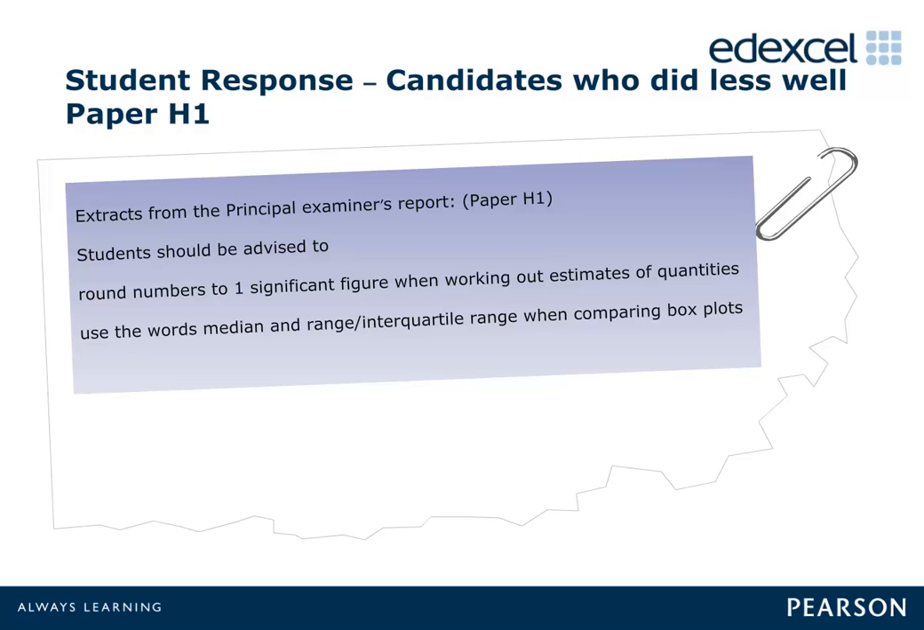We now go on to look at some examples from the higher tier papers that illustrate some of the issues identified by them. Starting with paper H1, this screen shows two issues that were regarded as important.